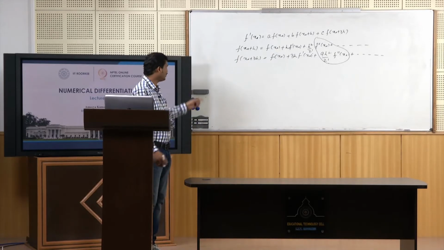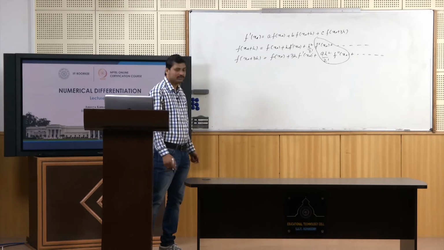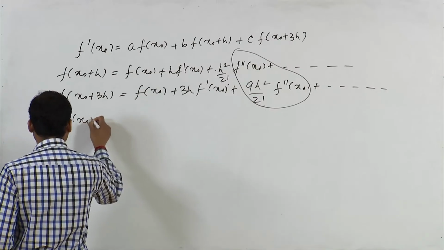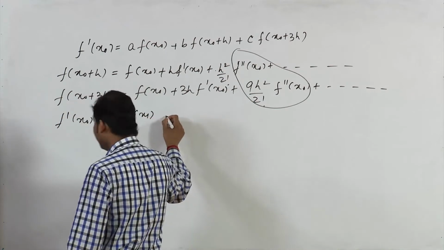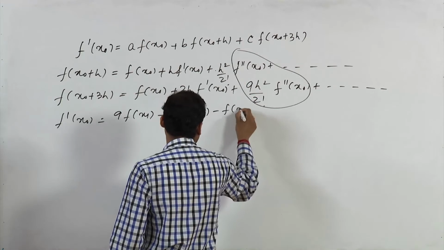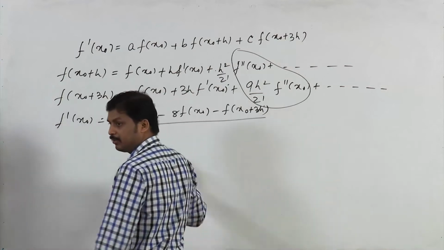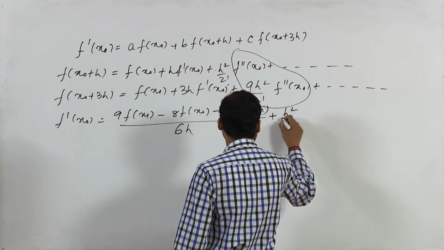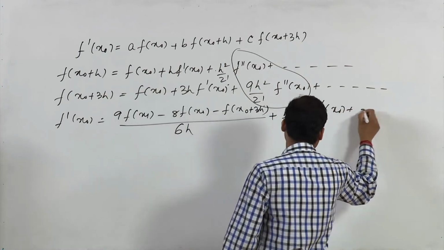So, if we multiply equation 1 by 9 and subtract the second equation from it, then we obtain f dash of x 0 as 9 f of x 1 minus 8 f of x 0 minus f of x 0 plus 3h, divided by 6h, plus h square by 2 f triple dash of x 0 plus all other terms.